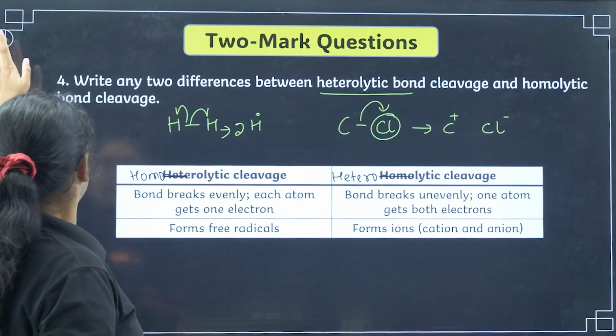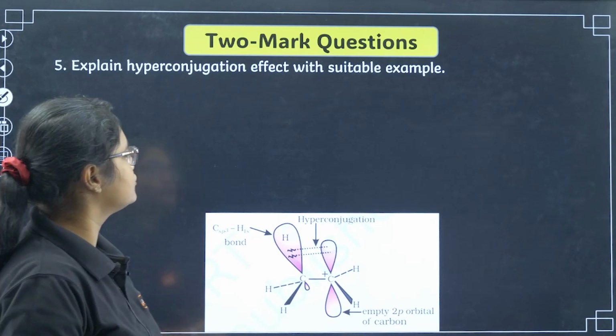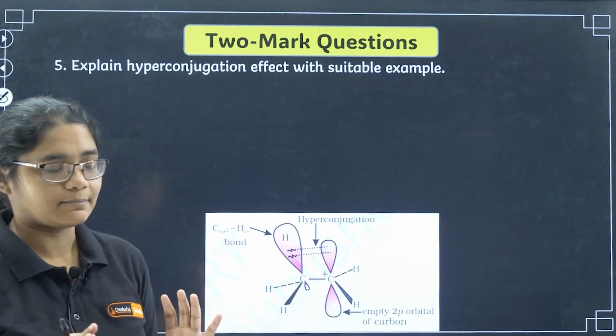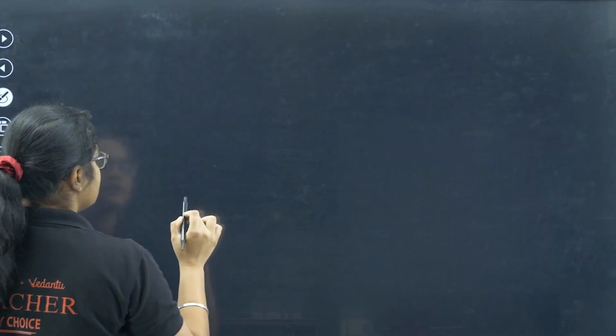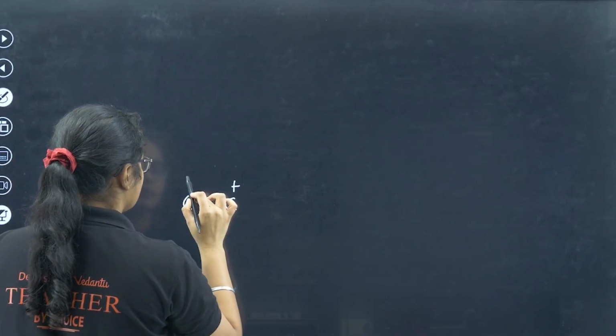Okay. Next, explain hyperconjugation effect with suitable example. So first let us understand what is hyperconjugation effect. So suppose you have a carbocation here.